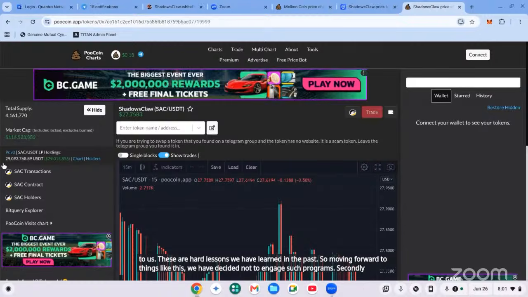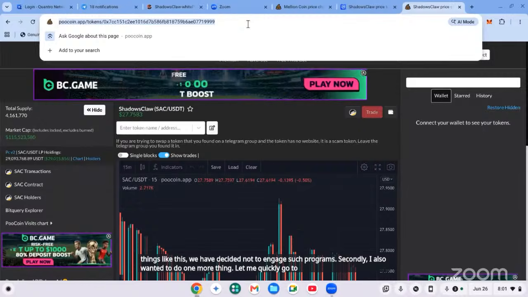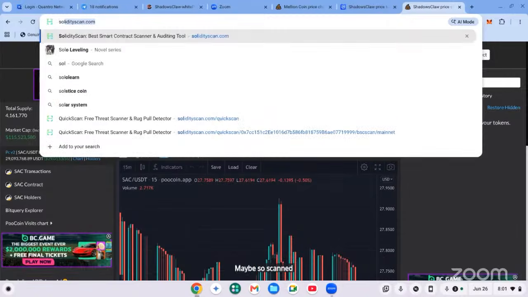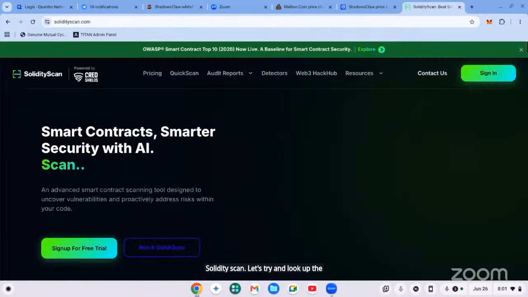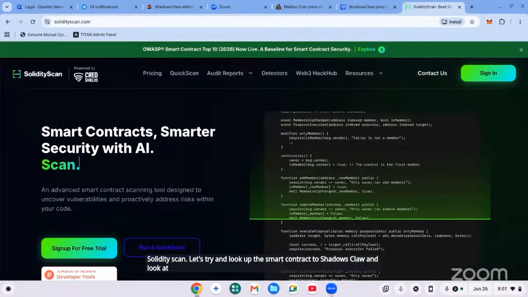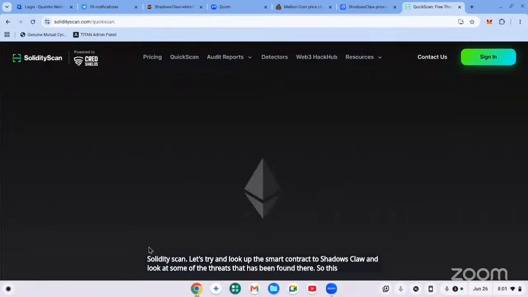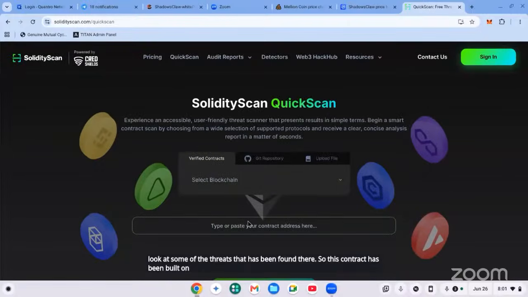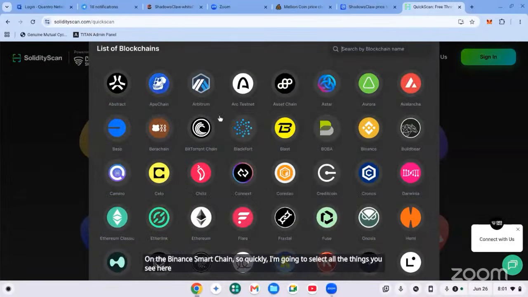Secondly, I also want us to do one more thing. Let me quickly go to Solidity Scan. Let's look up the smart contract for Shadow's Claw and look at some of the threats that have been found there. So this contract has been built on the Binance Smart Chain. So quickly, I'm going to select. All the things you see here are different blockchains.